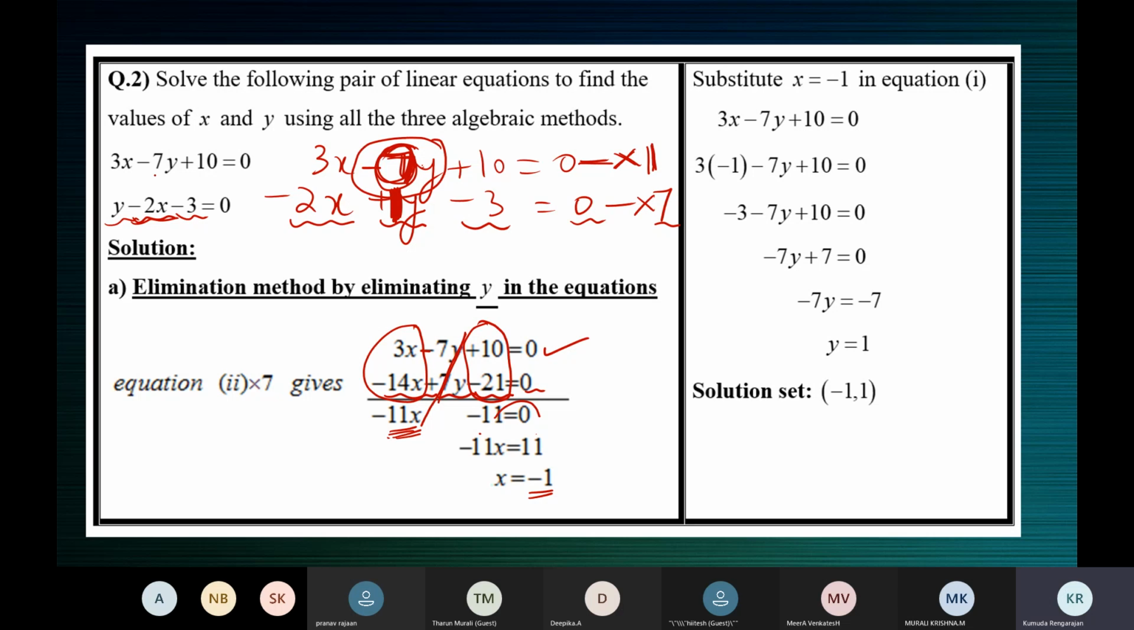So what is important here is you should have rearranged the terms. You should have written the x terms, y terms, and the constants one below the other. That is different about the equation here. And then after you get the value of x, you have to substitute and find the value of y. Minus 1. Sorry, y is equal to 1.